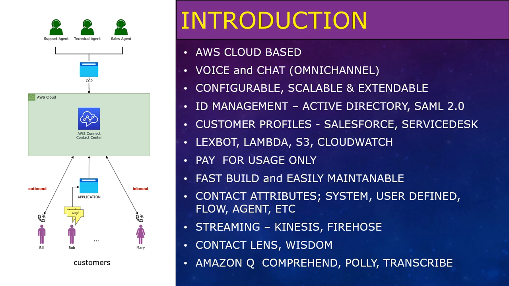Like I said, it's configurable to a large number of customers, a large number of agents. It is omni-channel. Typically, voice and chat is used, and basically, when you create the instance, you determine which user directory you want to use. Amazon Connect comes with its own user directory, but you can integrate with Active Directory, managed service, or on-premise, and it also interacts with SAML 2.0, the single sign-on.